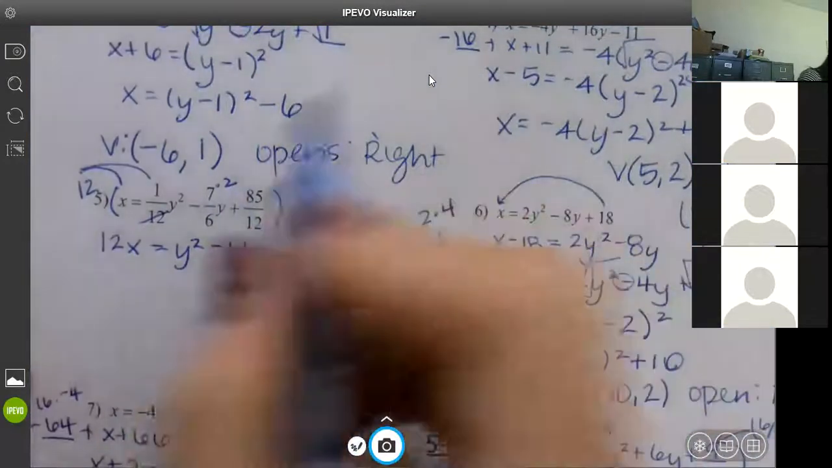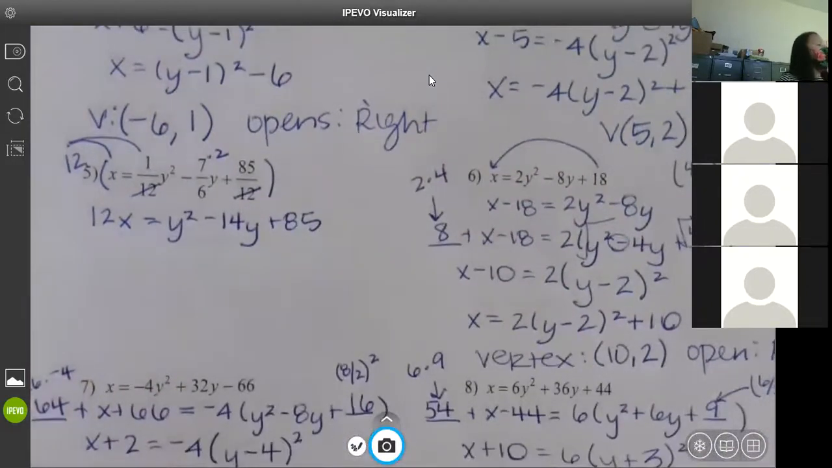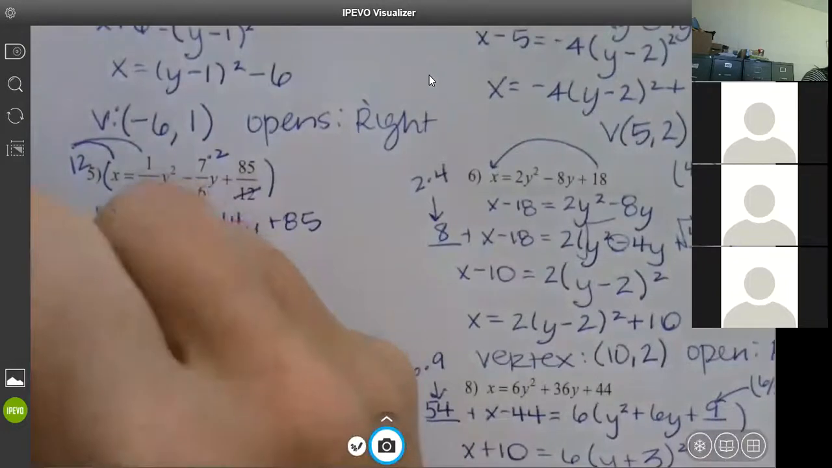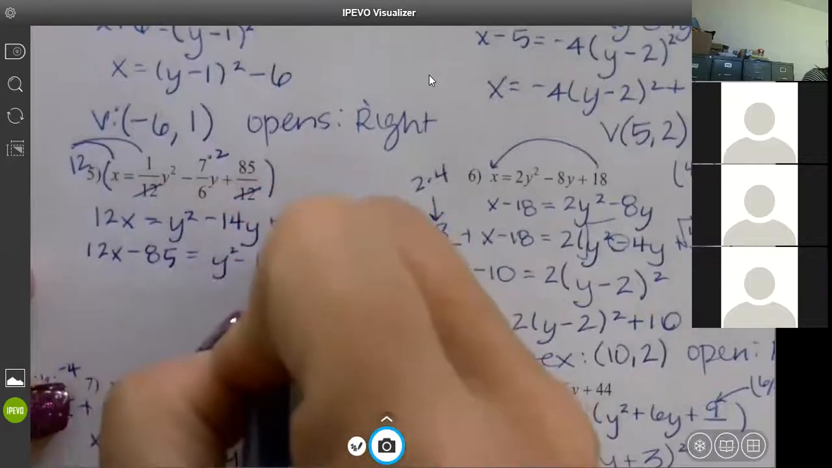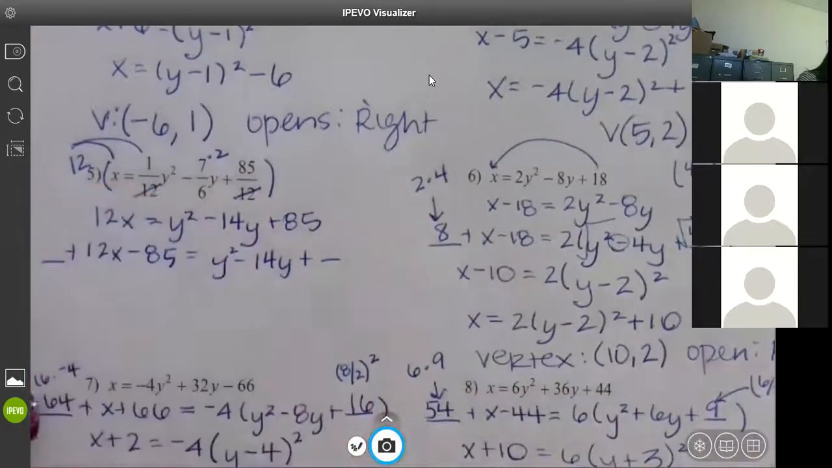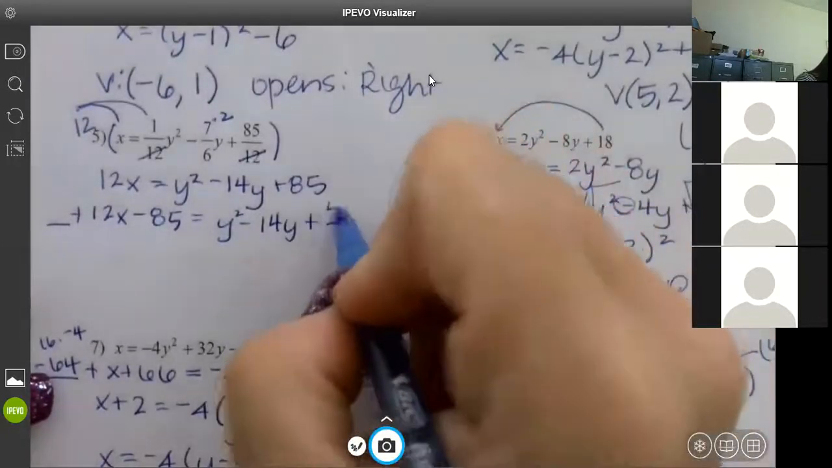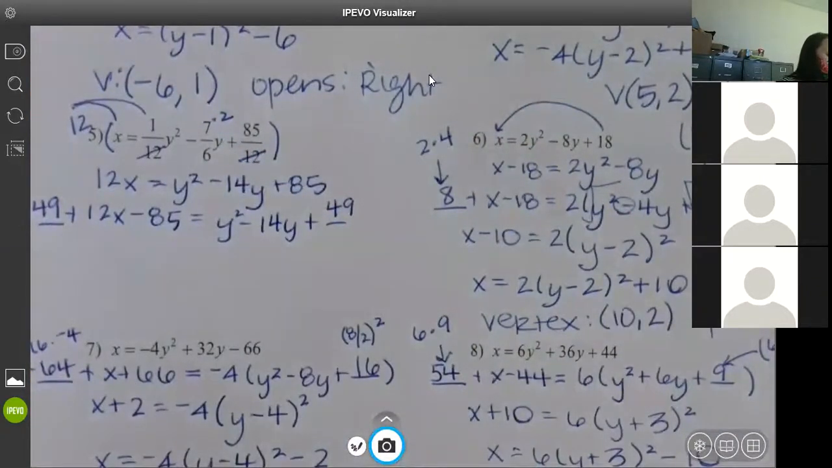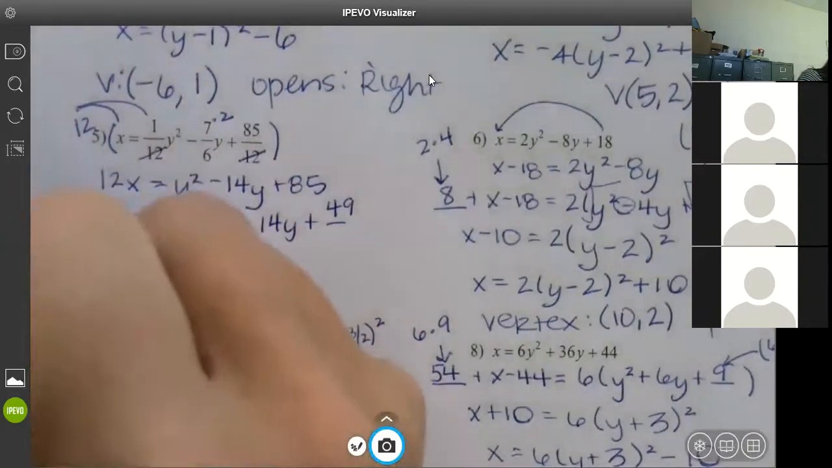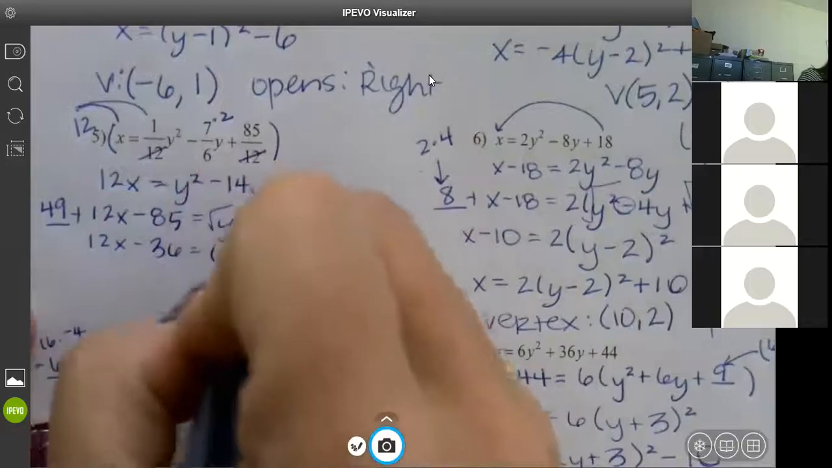All right. And then the 85 over 12 will just reduce to 85. Now you're back to the normal. Move your 85. So 12x minus 85. There's nothing to pull out. So I'm just putting my blanks in. 14 divided by 2 squared is, put it on both sides, 49 minus 85. So 12x minus 36 equals y minus 7 squared.